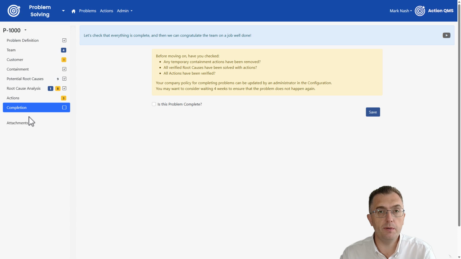So it's flexible, it's easy to use, and it will help you to solve your problems properly, and also be a place to remember how you solve those problems when you look back in 5 years' time and say, how did we solve that problem? Because all the history is stored within this system.